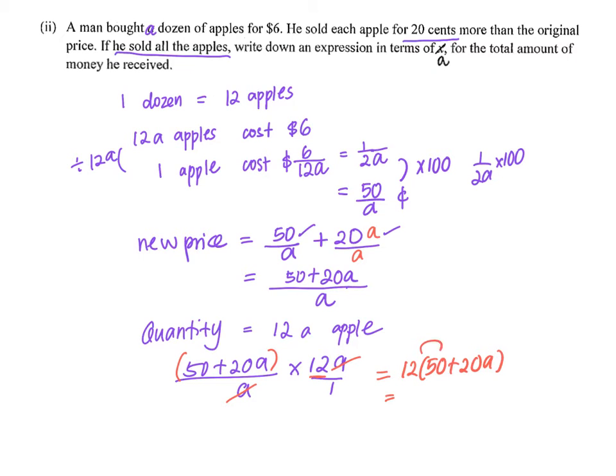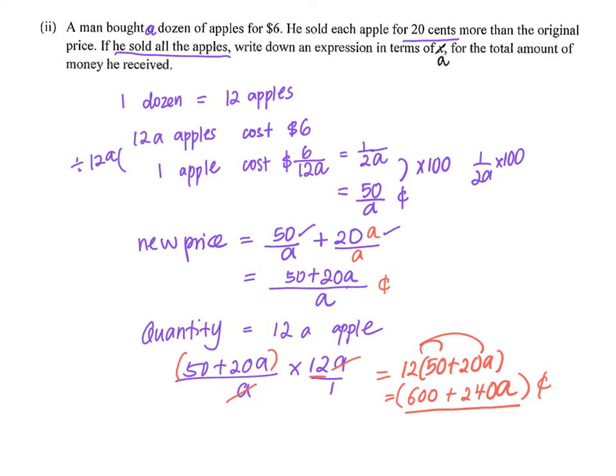So 12 times 50, 600. Then this one times this one, 240, is it? But all this is in what units? Cents, right? The money just now, the new price is in what? Cents, right? All this is in cents.